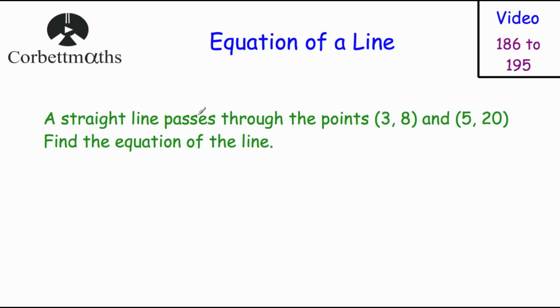So this time we've been given a straight line that passes through the points 3, 8 and 5, 20, and we've been asked to find the equation of the line that passes through those points. So again, we know it's going to be in the form y equals mx plus c. So we want to find the gradient of the line that passes through these points, and we want to find where it crosses the y-axis.